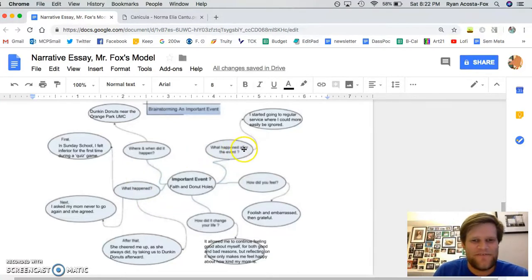What happened after the event? Well, after the event, I asked if I could start going to the regular old people adult services. And I found there, frankly, that it was easy to be ignored. And that's what I wanted. I wanted to not stand out. I wanted to kind of hide away. And it worked. I mean, it's both a good and a bad thing, I would say. And that's what happened.